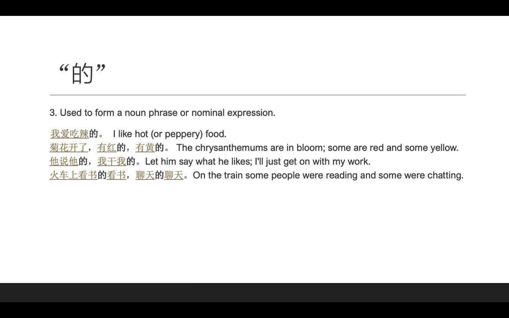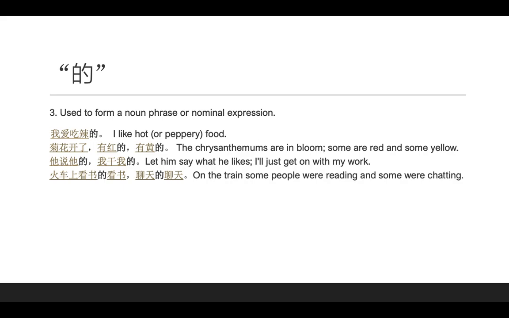In English you have what he likes, but in Chinese you tend to use the 的 after 他, which is a pronoun, and makes it into a noun phrase. What he likes. 他说他的 and 我干我的 I'll just do what I want.